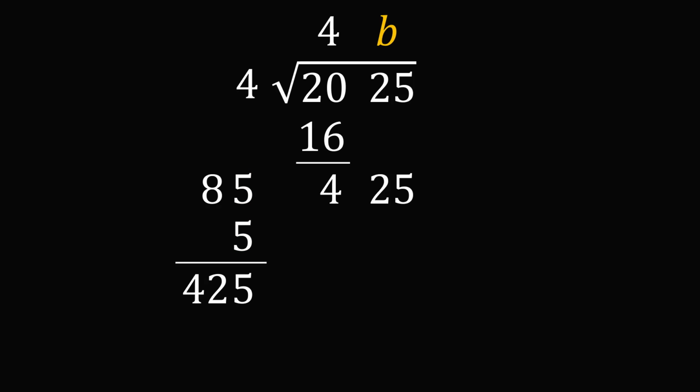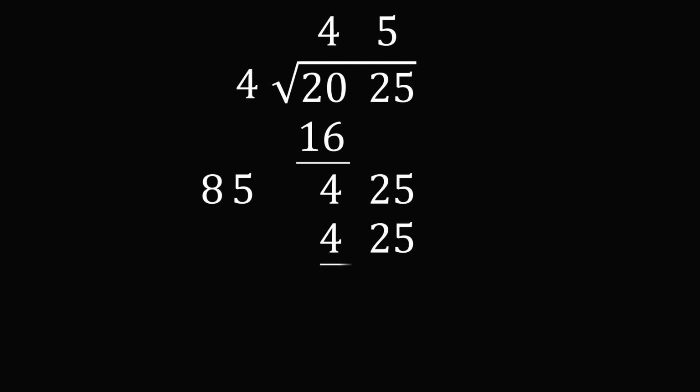So we're going to substitute b equal to 5. We have a product of 425. And when we subtract that from 425, the result is 0. So we have no remainder at this step, and the process concludes. We have figured out the square root of 2025 is exactly equal to 45. And you can in fact check that 45 squared is equal to 2025.